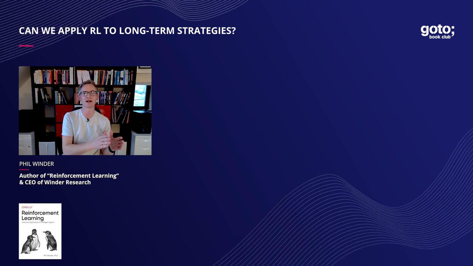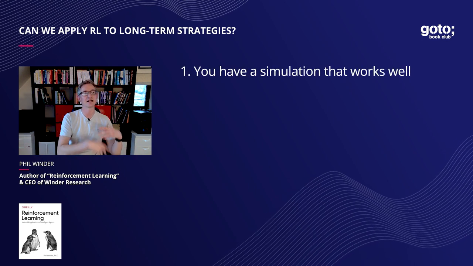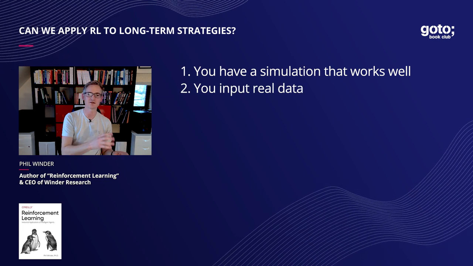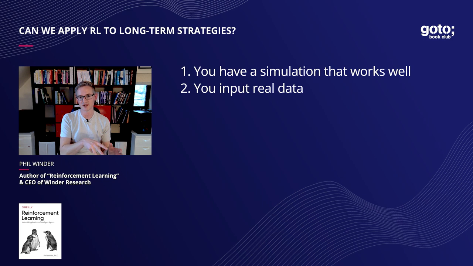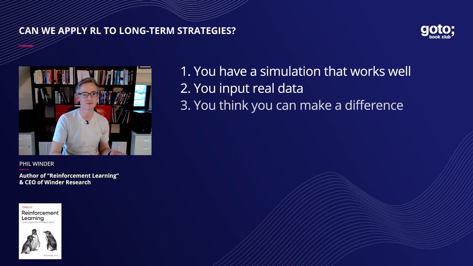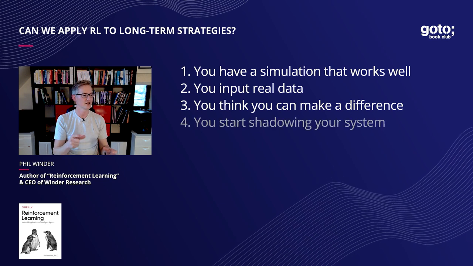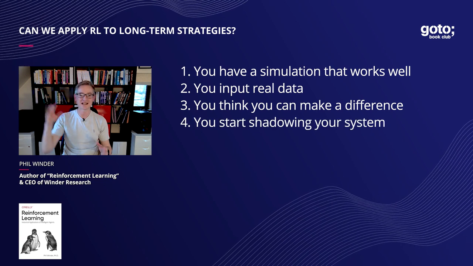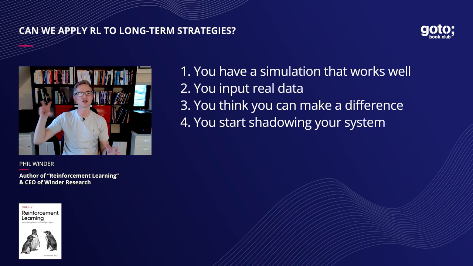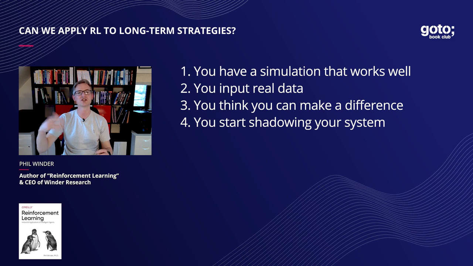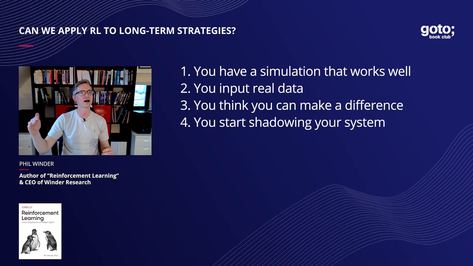So the first thing would be, I have a simulation and it looks quite good, and I'd like to continue this with some real data. Then you get some real data, and we've just done this with real data and we think that we can actually make a big difference. Look at these results, they're really good. And then maybe you start shadowing other systems, so you don't actively provide the action, but you suggest what the action would have been.